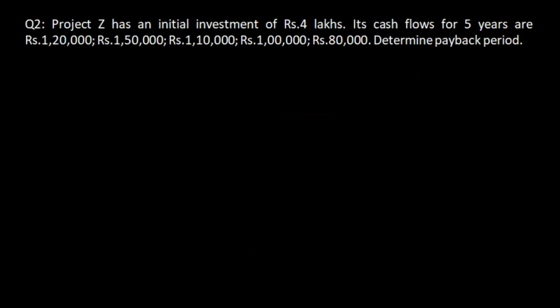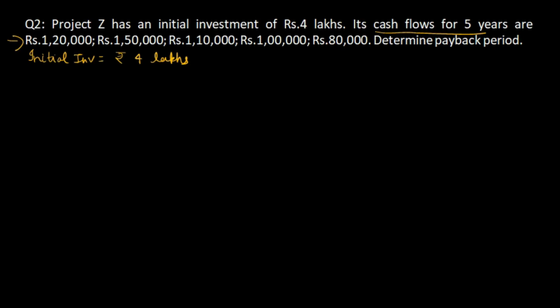Now let's move on to the second question, the last question of today's session. So here the question is, project ZN has an initial investment of rupees 4 lakh. First we'll write out the information. So initial investment is given as rupees 4 lakh. Then cash flows for 5 years are given as follows. Determine payback period. Here also two pieces of information are given: one is initial investment, the other one is cash flows.